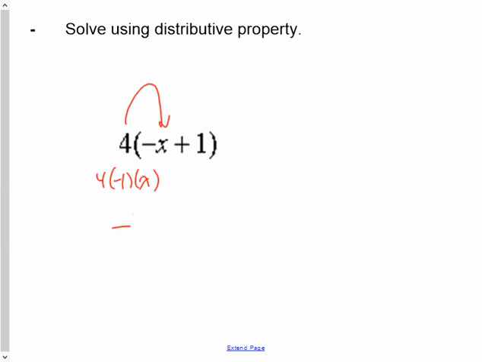Using distributive property, bring this down here. 4 times negative x. Since negative x is negative 1x, you might want to write it down. 4 times negative 1 is negative 4. And x stays as is. Do your second arrow to show that 4 times 1, which is a positive 4. Don't forget to put your positive sign because it actually becomes the addition sign to join the two terms in your binomial together.